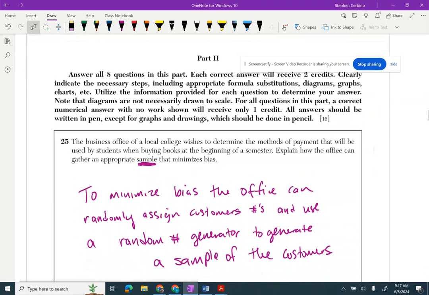Hello, everybody. So we are going to be doing parts 2, 3, and 4, the free response questions today on the June 23 Regents exam.